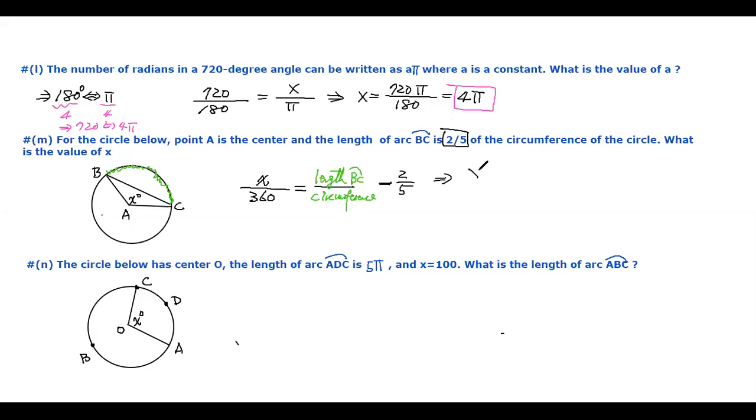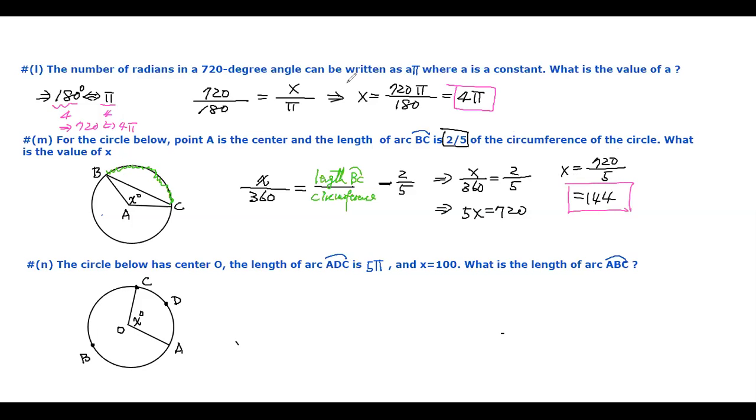So that's why I can get x over 360 is equal to 2/5, right? Then you use cross product, 5x is 720. So what is the x here? The x is equal to 720 divided by 5. So that is 144 here. All right, so that is basically the same thing.